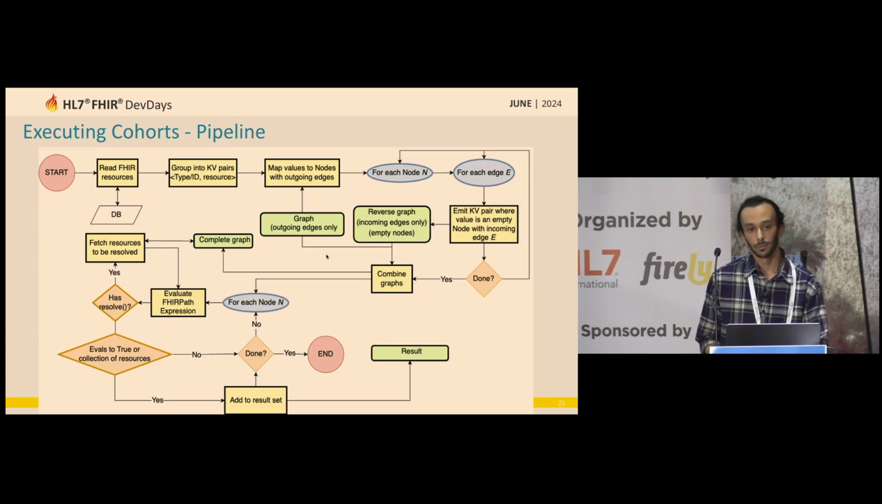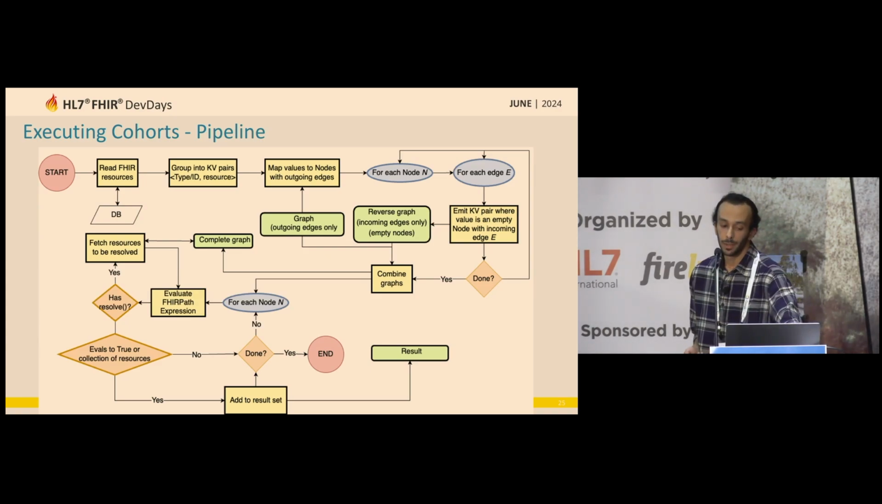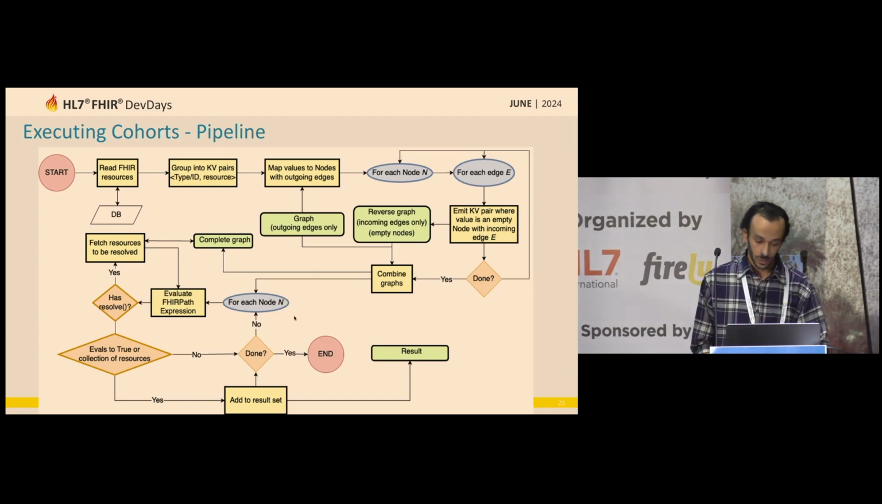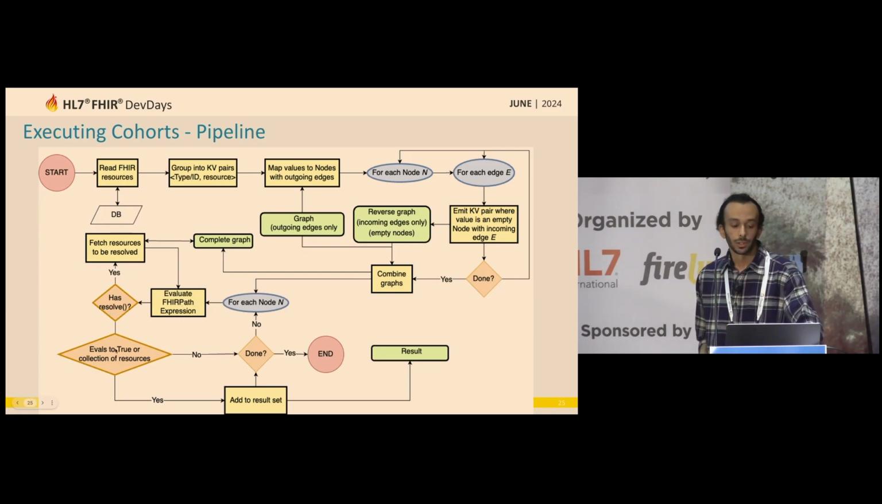We can start evaluating our FHIRPath expression for the cohort definition. So we take each node again, and we evaluate the expression on it. If you don't have any resolve or reverse resolve function, then we don't need to do anything extra. We just return: if the expression evaluates to true, we add the resource to the result set. If not, we just skip it and process the next node.